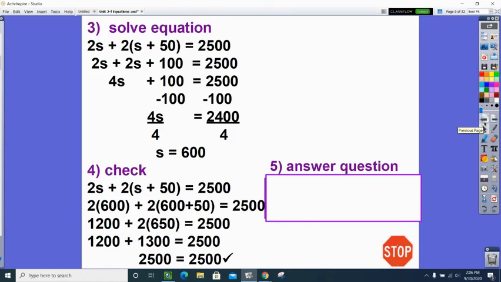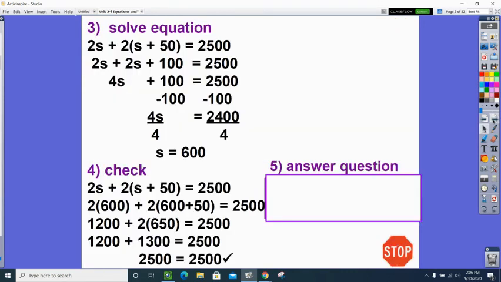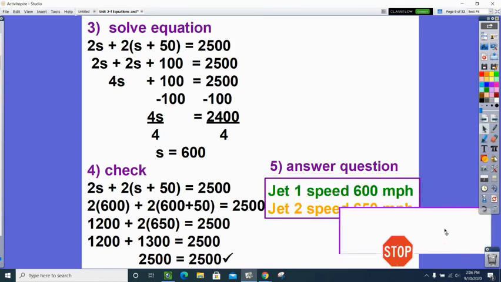Remember that S equals 600. Find the speed of each jet. So I basically need these two. East would be the 600 and west would be the 600 plus 50. So the answer to my question would be that jet 1, which was the east, was 600 miles per hour, and jet 2 was 650 miles per hour.